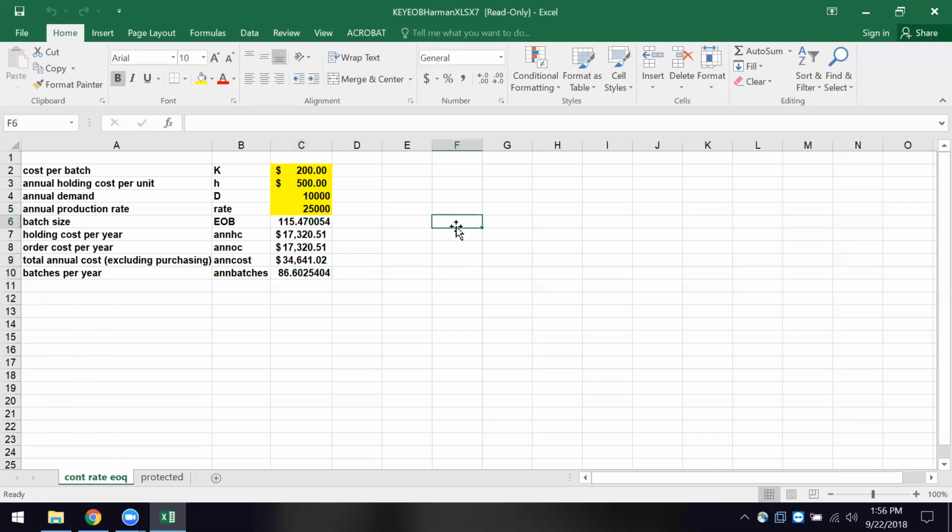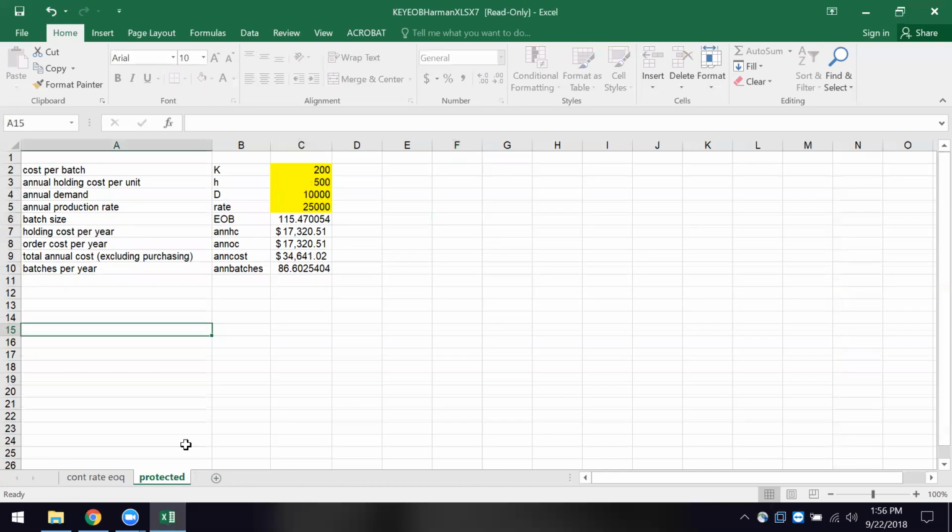Now let's take this. I'm going to take the batches per year times the batch size, and what I make, boom, I'll get 10,000. Now again, over in the protected area, they'll let you play around with some of this. Let's say the cost per batch is 500, let's see what happens here.